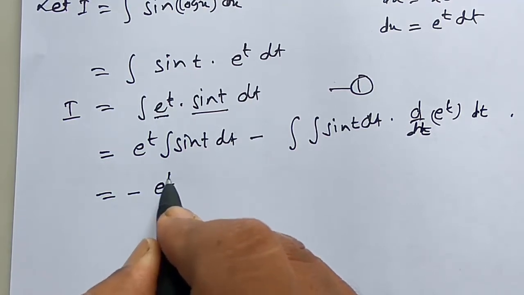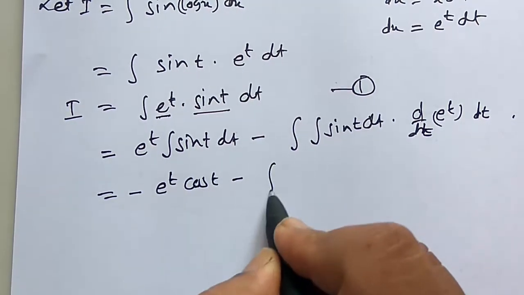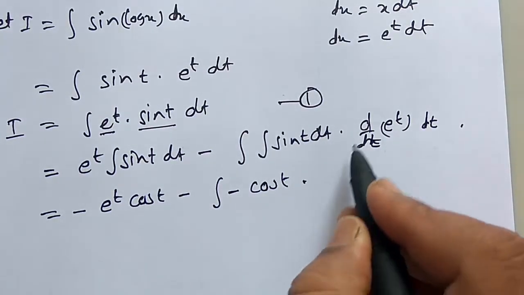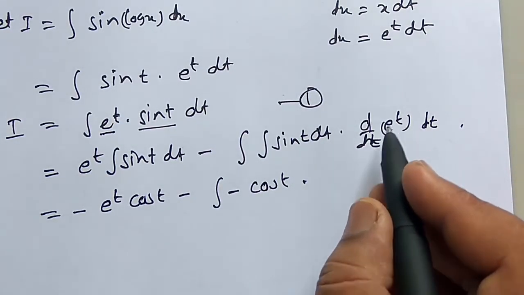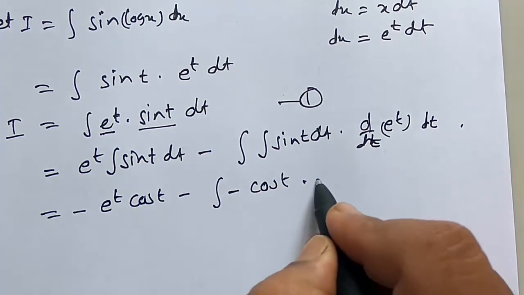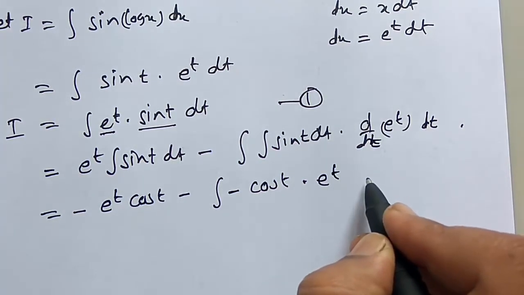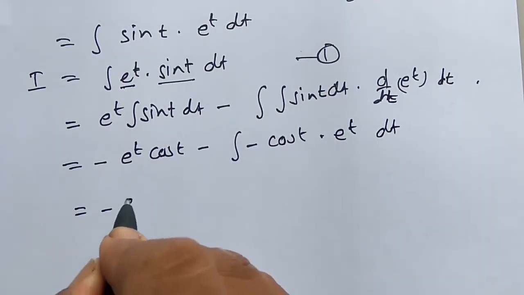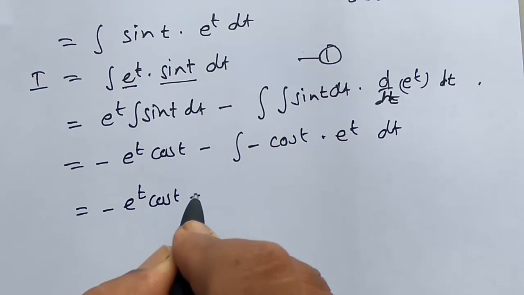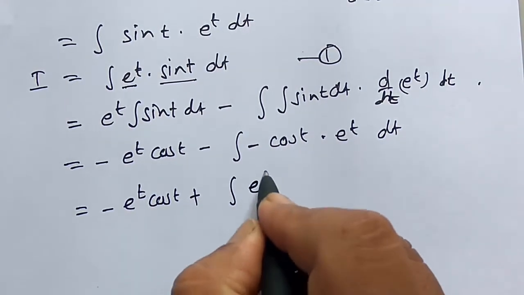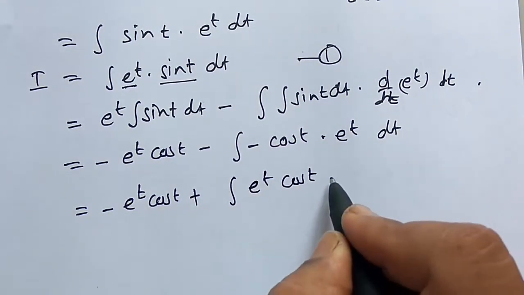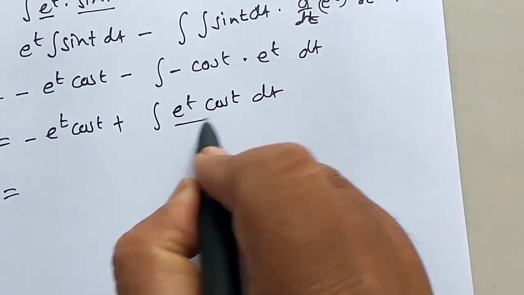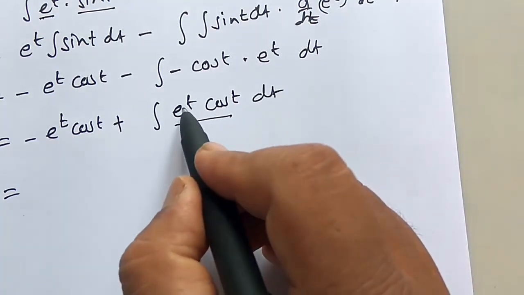So minus e raised to t cos t minus cos t, integration of sin, and e raised to x derivative of e raised to t is e raised to t dt is equal to minus e raised to t cos t minus minus becomes plus e raised to t cos t dt is equal to. Now again we apply integration by parts.